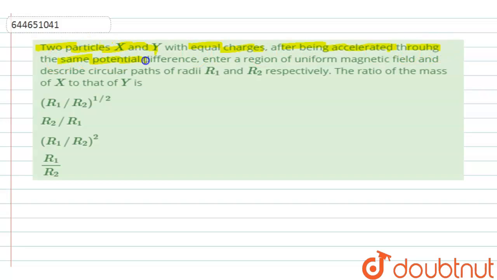The given question is: two particles x and y with equal charges, after being accelerated through the same potential difference, enter a region of uniform magnetic field and describe circular paths of radii r1 and r2 respectively. The ratio of the mass of x to that of y is, and the given options are (r1 by r2) whole to the power 1 by 2, r2 by r1, (r1 by r2) whole square, or r1 by r2.